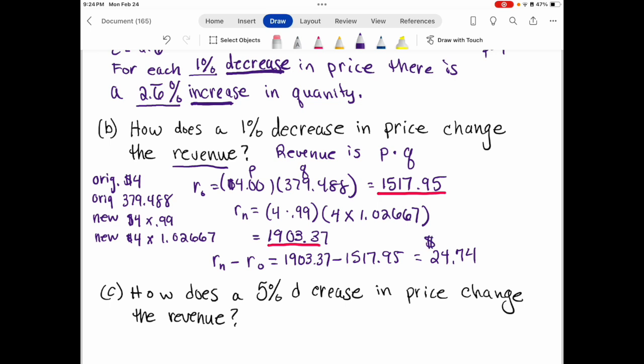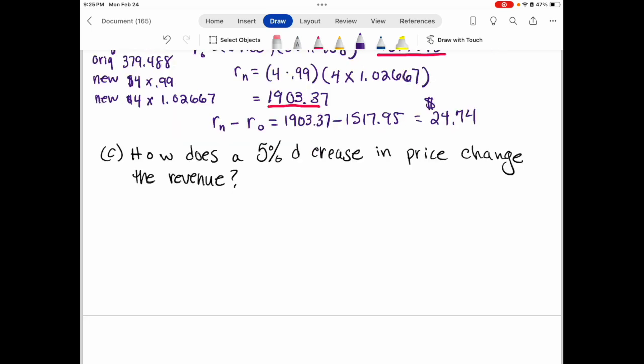24.74. We're going to do the last step, which is pretty much the same process of Part B, but instead of doing a 1% increase or decrease, we're doing a 5% increase or decrease. So we know that the original price was $4. We know that the original quantity is 379.488.